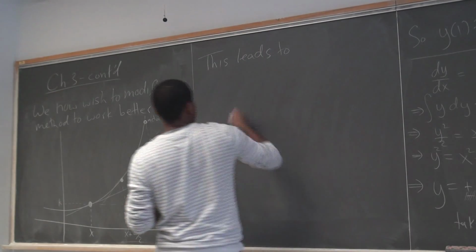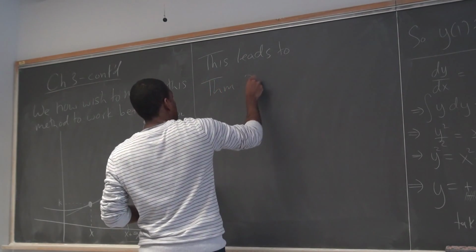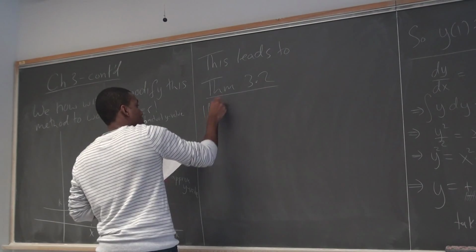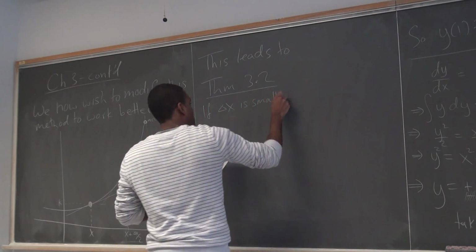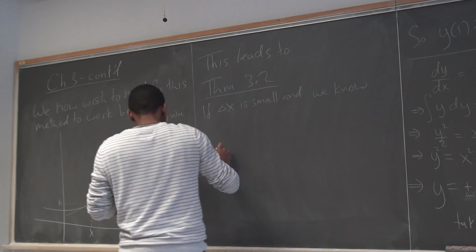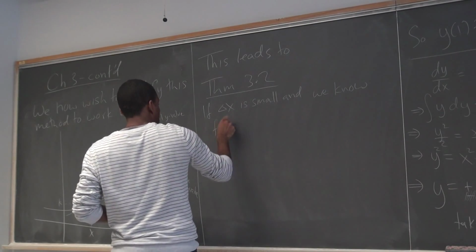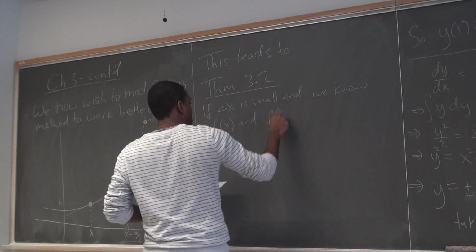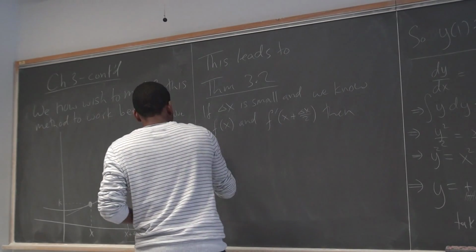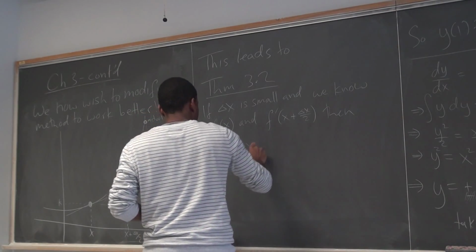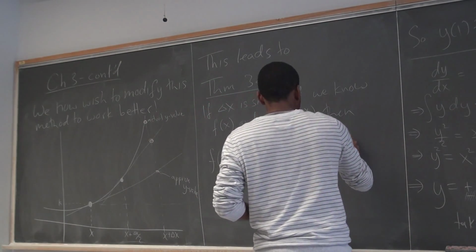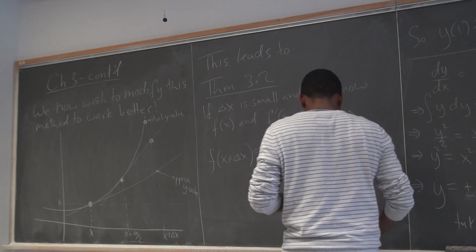This is theorem 3.2. It's very similar to 3.1, except the form is different. If delta x is small and we know f of x and f prime of x plus delta x over 2, then f of x plus delta x is approximately equal to f of x plus f prime of x plus delta x over 2 times delta x.